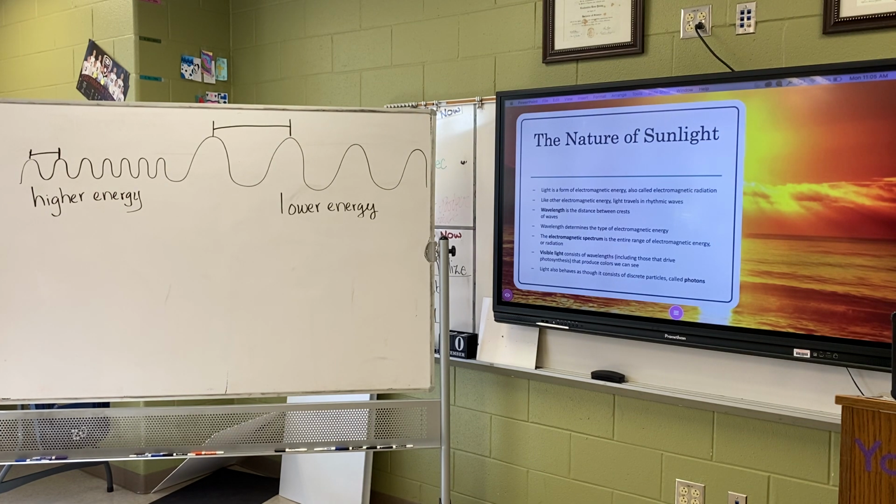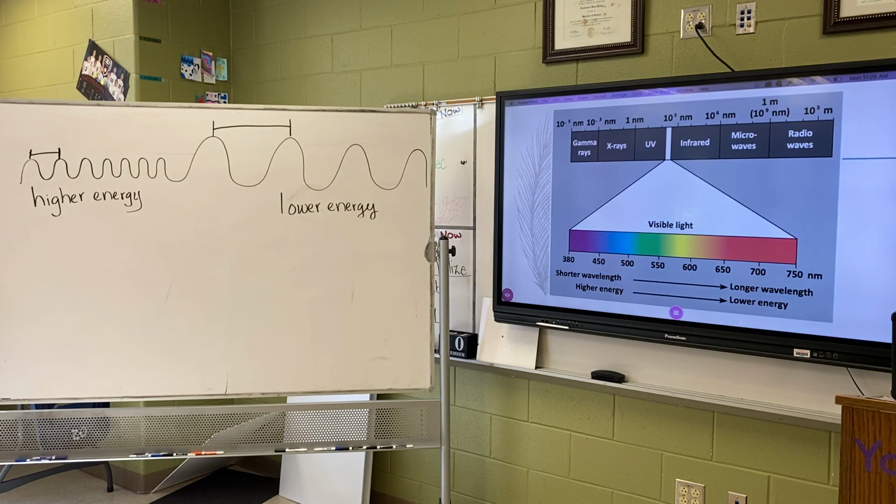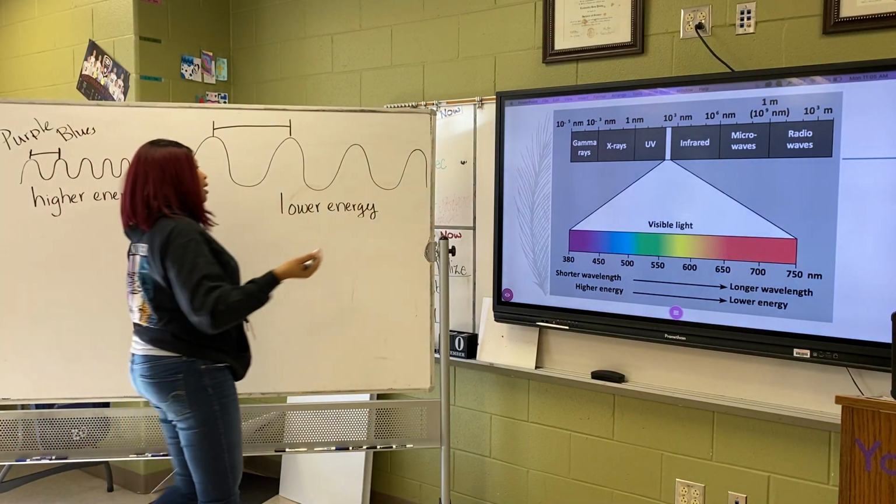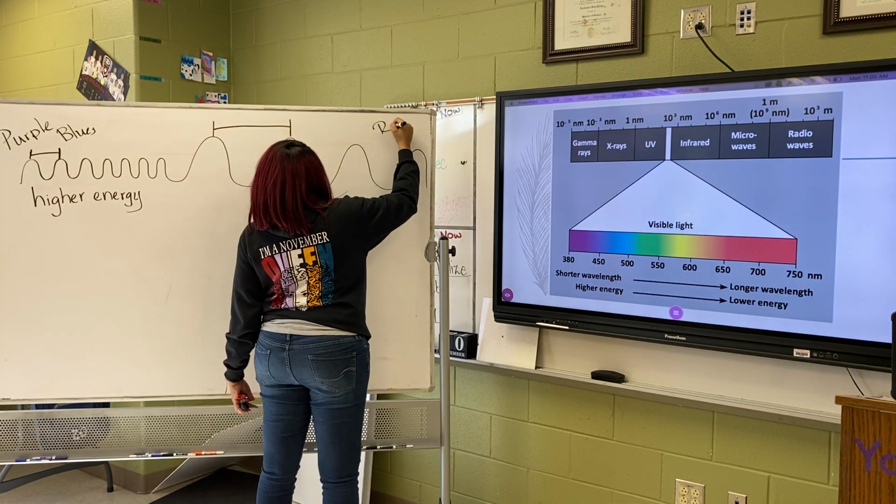The electromagnetic spectrum is actually the entire range of electromagnetic energy, but there's only a small range within that we can actually see. That small range we can see is called visible light, and it goes from about 380 nanometers to about 750 nanometers. On the shorter wavelength end, we have our purples and blues, and on the longer wavelength end of visible light, this is where we're going to have our reds and oranges.